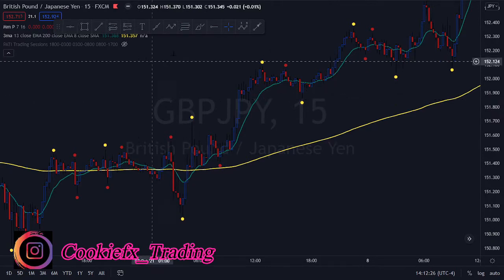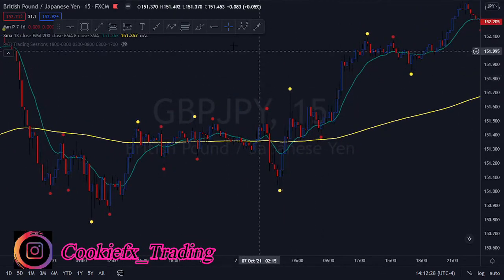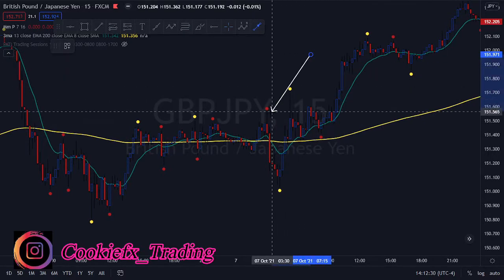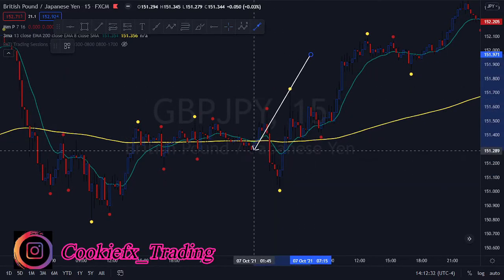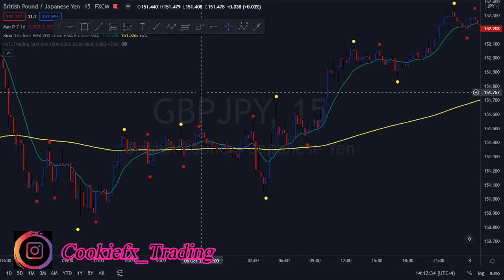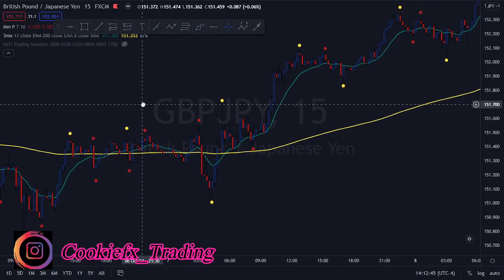Here we have a market structure break from this high to this low, breaking these lows. Like I said, I'm currently making my understanding market structure video, so be on the lookout if you do not understand market structure or if you're just a beginner. I'm here to help.